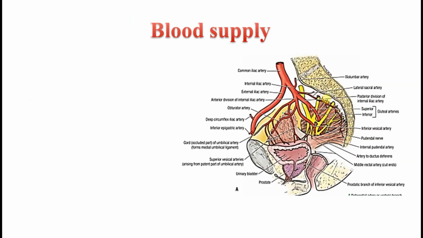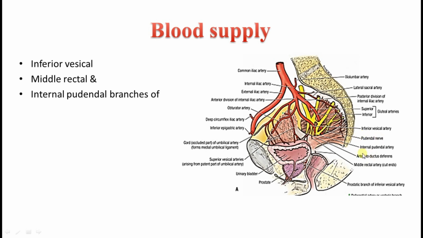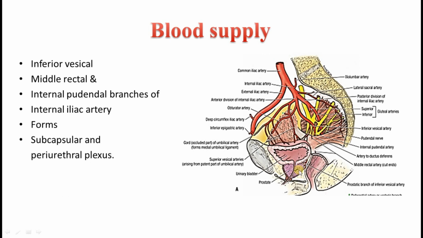Blood supply is mainly by the inferior vesical arteries, the prostatic branch of the inferior vesical artery, which you are able to see here, and then the middle rectal and internal pudendal arteries. They all give a branch to the prostate. These pierce the prostate and form two plexuses. Immediately beneath the capsule they form the subcapsular plexus, and the other is the periurethral plexus around the urethra. So these branches, inferior vesical, middle rectal and internal pudendal, are branches from the internal iliac artery.